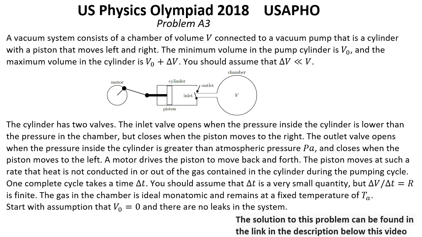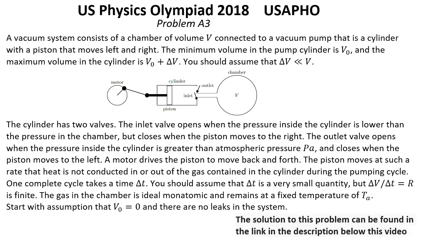The cylinder has two valves. The inlet valve opens when the pressure inside the cylinder is lower than the pressure in the chamber, but closes when the piston moves to the right. The outlet valve opens when the pressure inside the cylinder is greater than atmospheric pressure PA and closes when the piston moves to the left. A motor drives the piston to move back and forth.